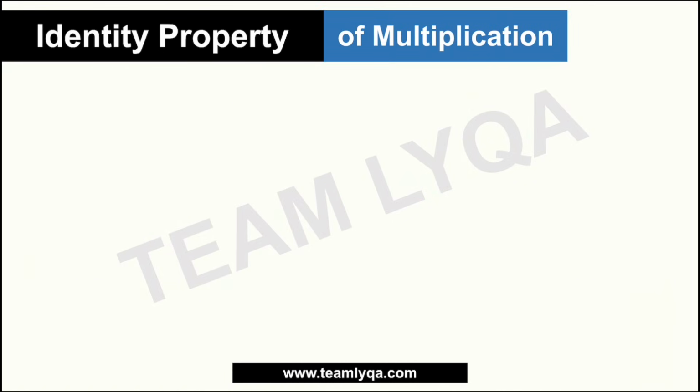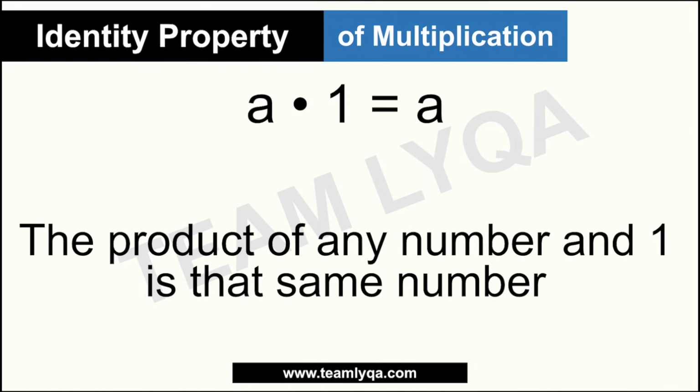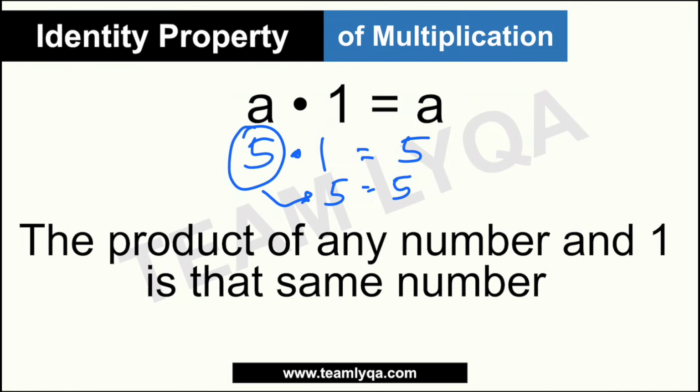Next, we have your identity property of multiplication. Ito naman yung itsura niya. A times 1 equals A. Ang ibig sabihin niyan, the product of any number and 1 is that same number. Okay? Now, try muna natin, ha? We have something like, sabihin natin, 5 times 1 equals 5 dapat. And yes, 5 times 1 is still 5. Kaya nga, identity property. So, again, identity property kasi yung original number, which is 5, ang ending 5 pa rin. Kasi pag nag-multiply ako ng 1 sa kanya, pareho pa rin yun.